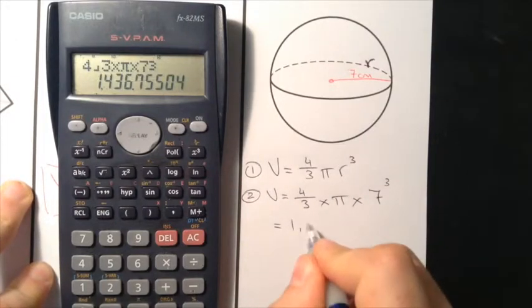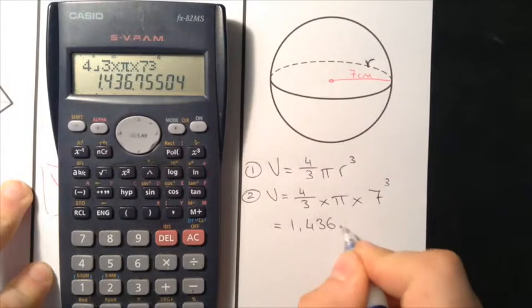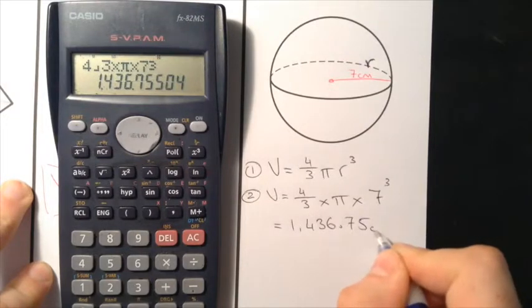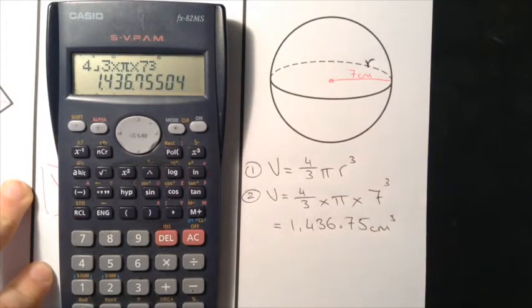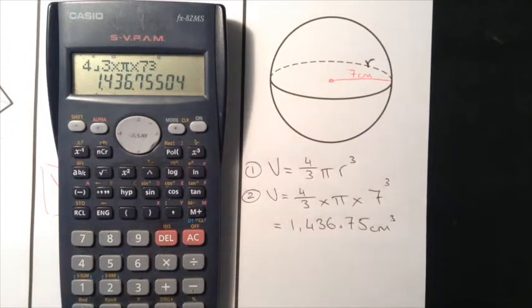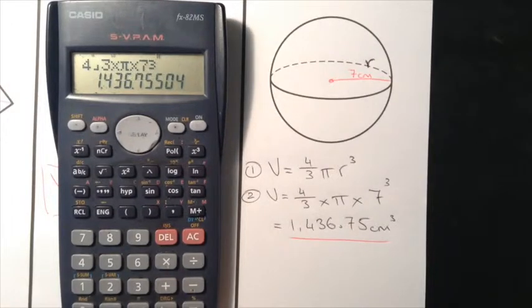So we get 1,436.75 centimeters cubed. Don't forget your units. So there we have a nice simple example on how to work out the volume of a sphere.